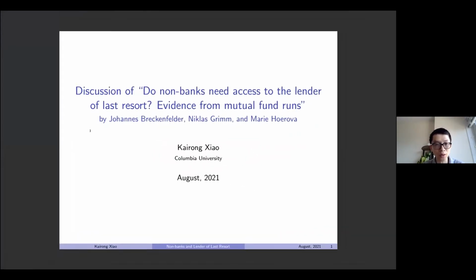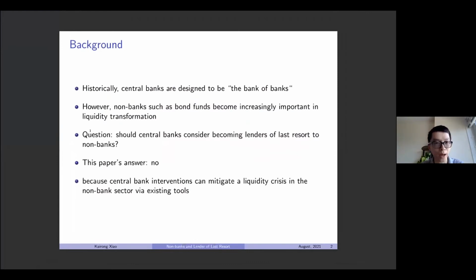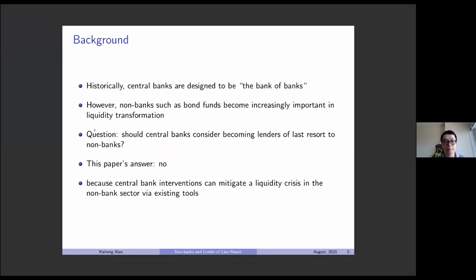So I'll give you a background of the central question of this paper. Historically, central banks are designed to be the bank of banks. As Marie just pointed out, non-banks such as bond mutual funds have become increasingly important in liquidity transformation, and they do run into liquidity troubles during crisis, as we witnessed in March last year. So the question that this paper raised is, should central banks consider becoming lender of last resort to those non-banks? And the answer they provide is no.